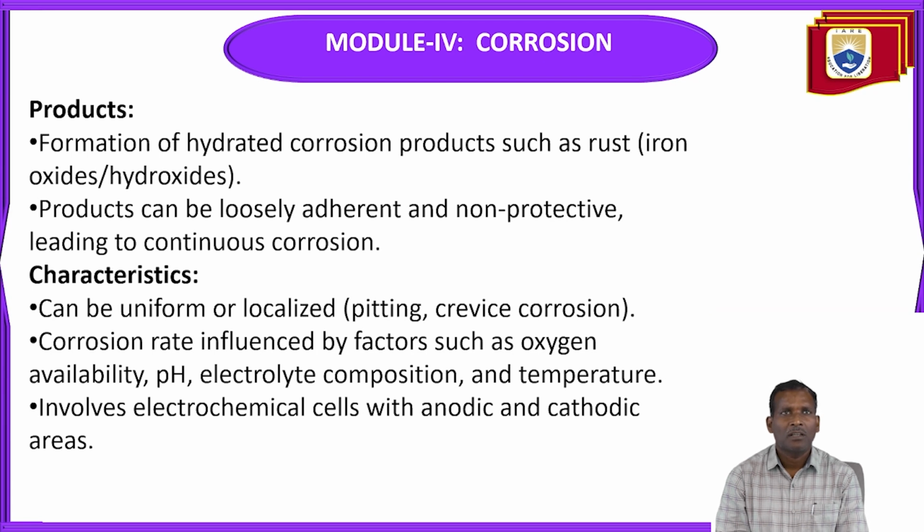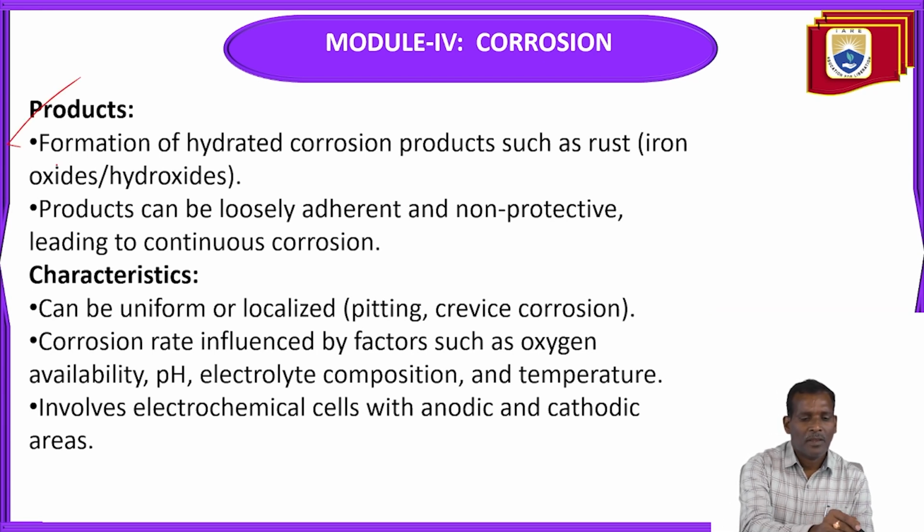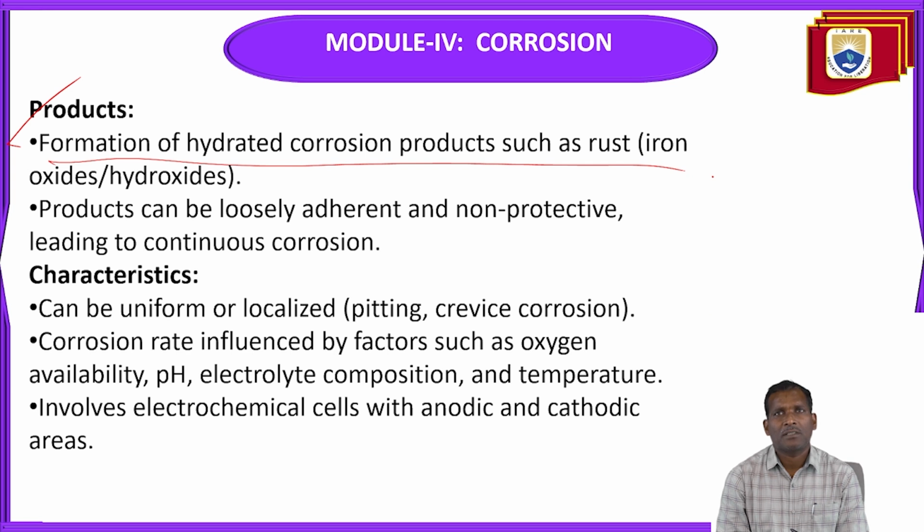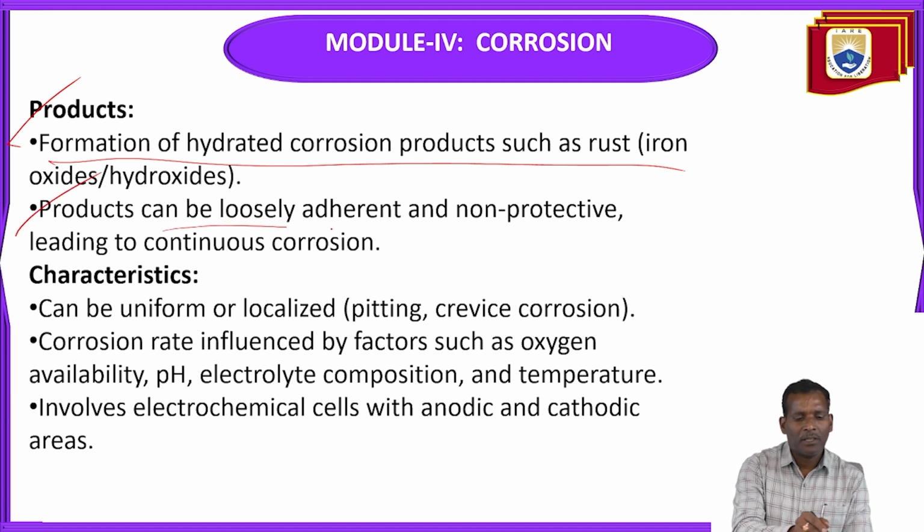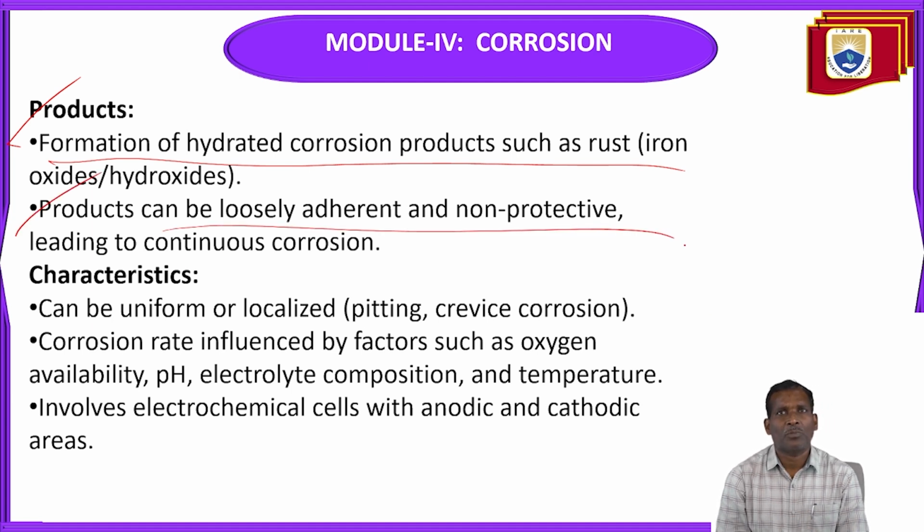The products are hydrated corrosion products such as rust, iron oxide and hydroxide. Products can be loosely adherent and non-protective, leading to continuous corrosion. The characteristics are that it can be uniform or localized, such as pitting and crevice corrosion.